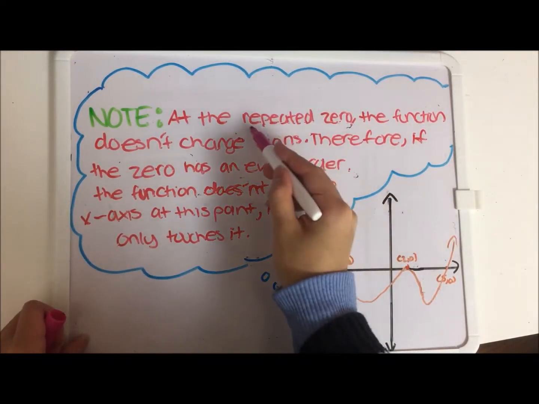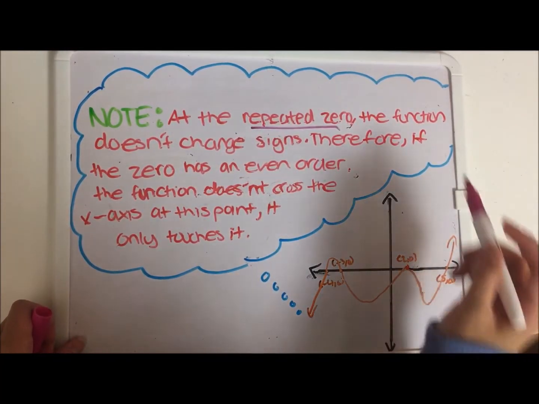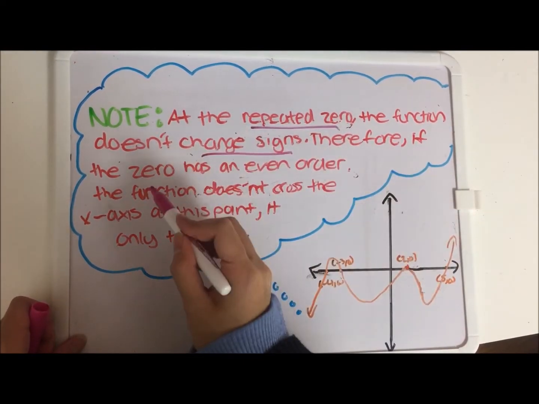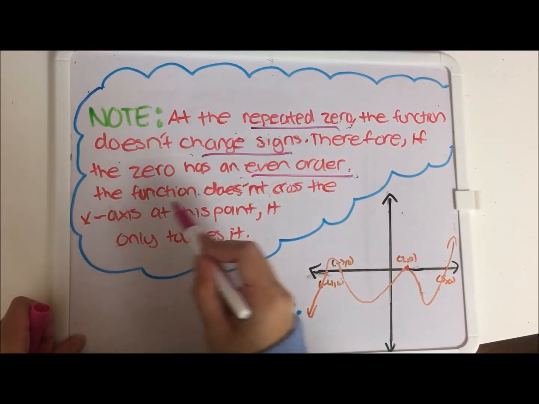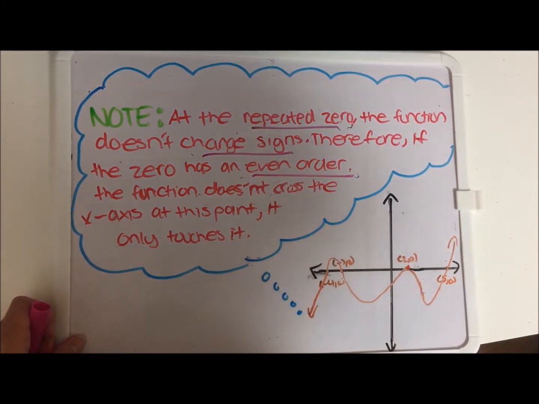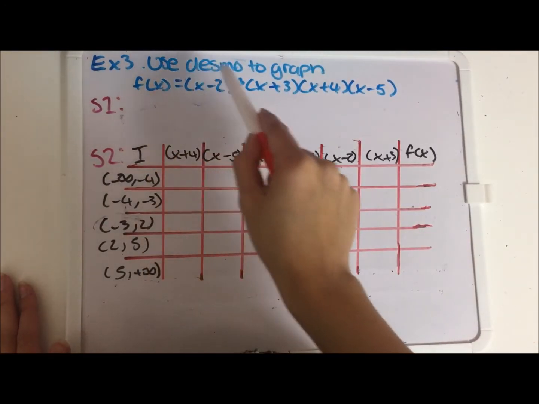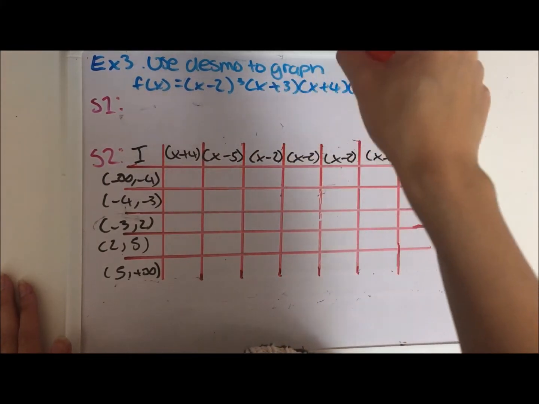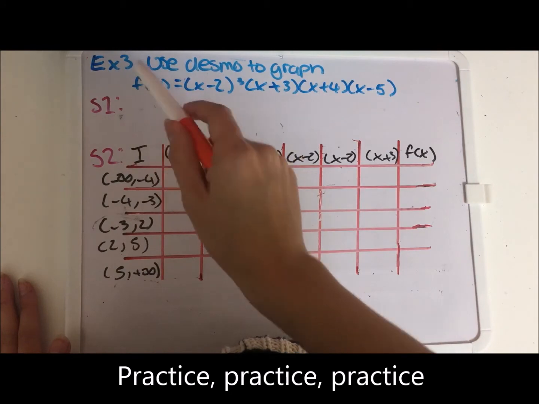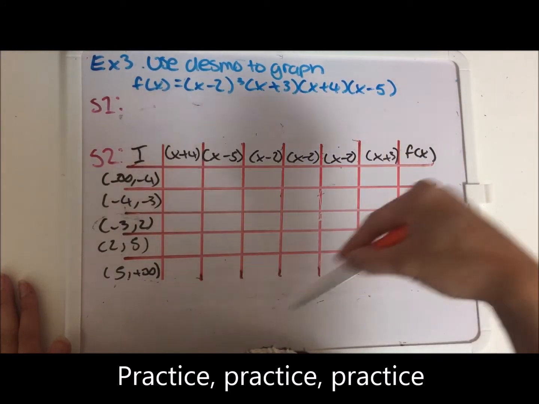Note that at the repeated zero, in this case it's 2, the function doesn't change signs. Therefore, if the zero has an even order, the function doesn't cross the x-axis at that point. It only touches it. So example 3 asks you to use Desmos to graph this function.